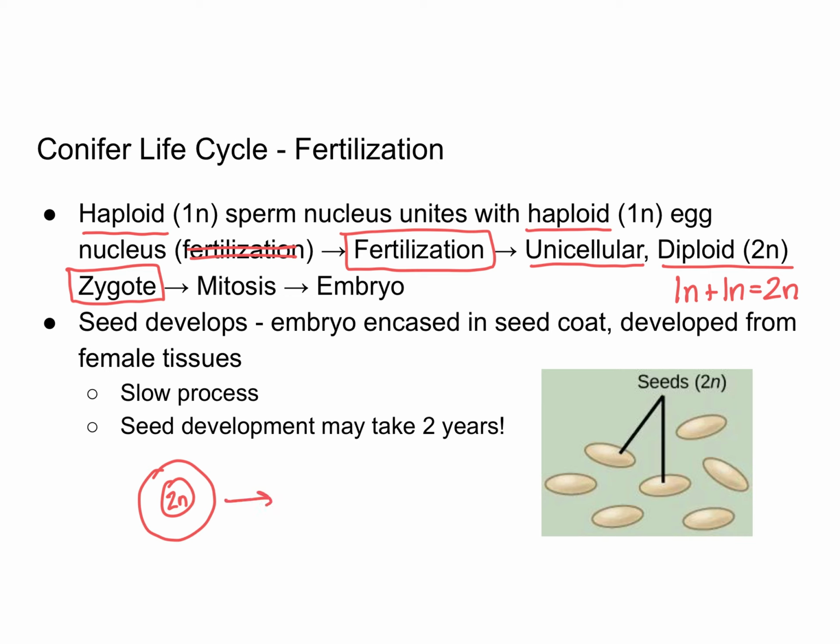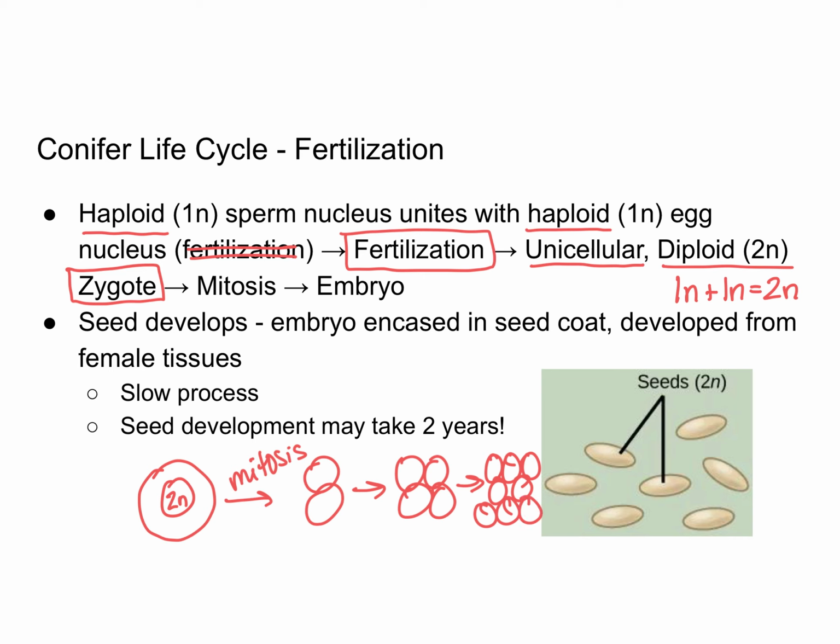Now that cell is going to go through mitosis to just start forming more diploid cells. And this ball of cells being produced by mitosis is called the embryo. Now that embryo is eventually going to be encased in a seed coat, which helps to protect the embryo from environmental factors. And that seed coat is developed from some of the female tissues. And interestingly, this is a pretty slow process. So seed development can take up to 2 years in conifers.